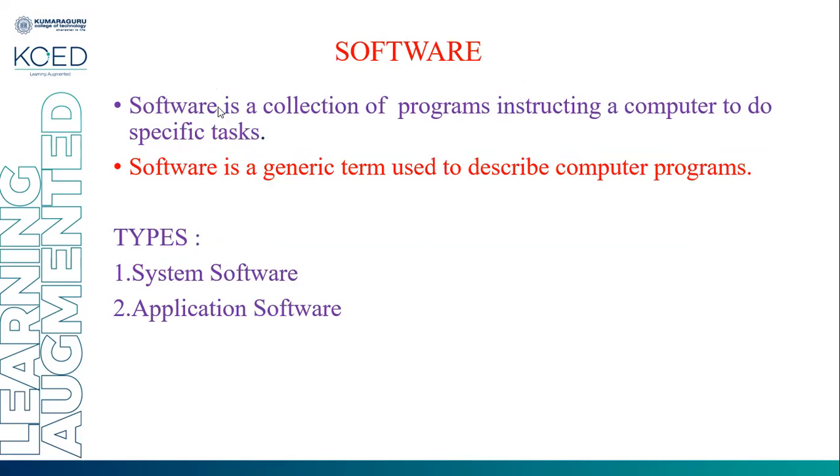Software is a collection of programs. A collection of programs is known as software. Software helps in instructing a computer to accomplish a particular task. Software is a generic term used to describe computer programs. The types of software are system software and application software. So software is divided into two categories: system software and application software.